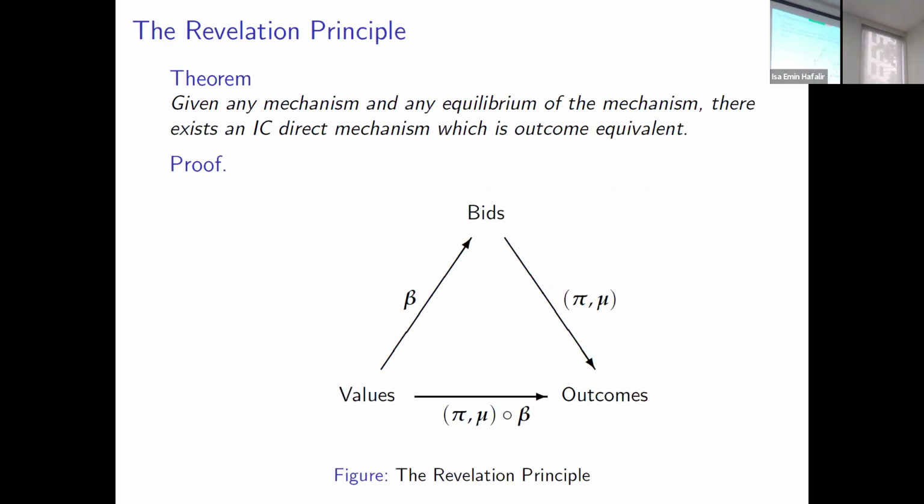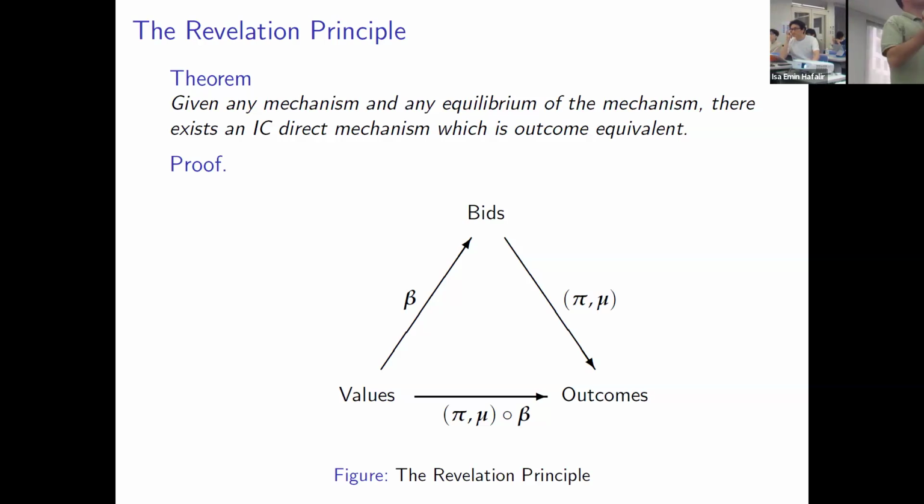The revelation principle tells me that if I consider any kind of mechanism, it doesn't have to be a direct mechanism. It can be any mechanism in which different messages can be used. Once I fix an equilibrium notion and an equilibrium result of an indirect mechanism, I can create a direct version of this mechanism in which the outcome will be the same. Therefore, it is without loss of generality to focus on direct mechanisms, because whatever equilibrium I can achieve with indirect mechanisms, I can also achieve with direct mechanisms.